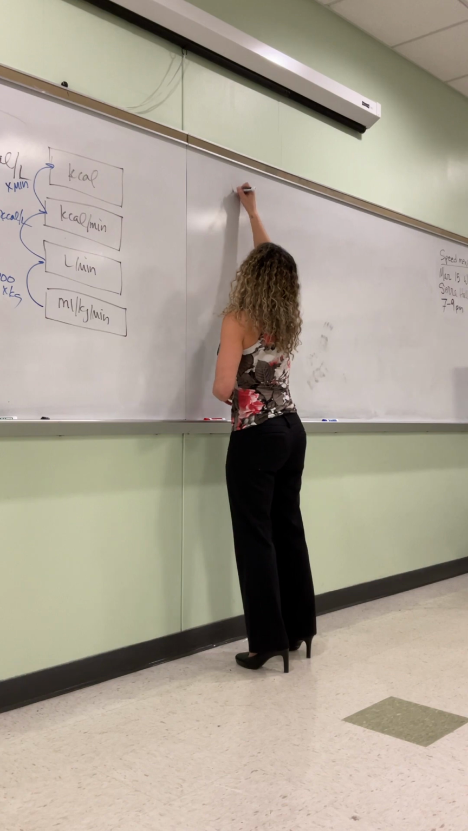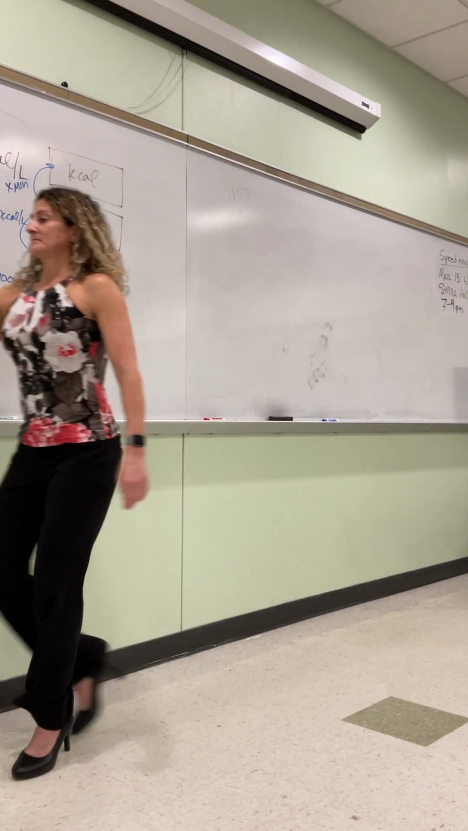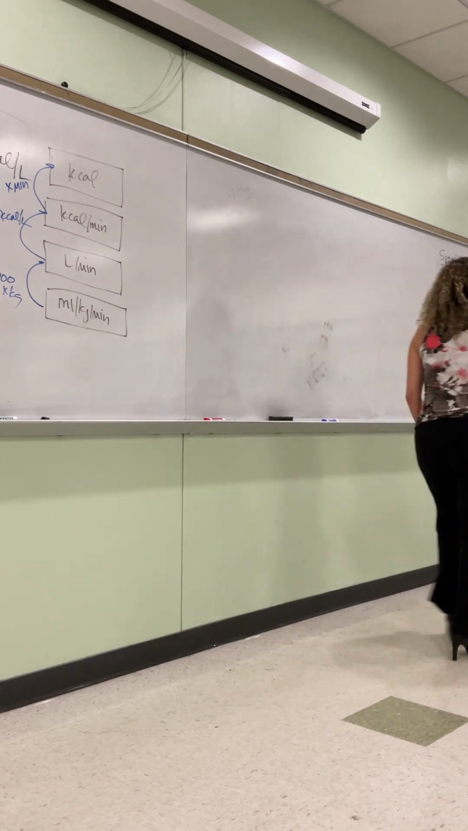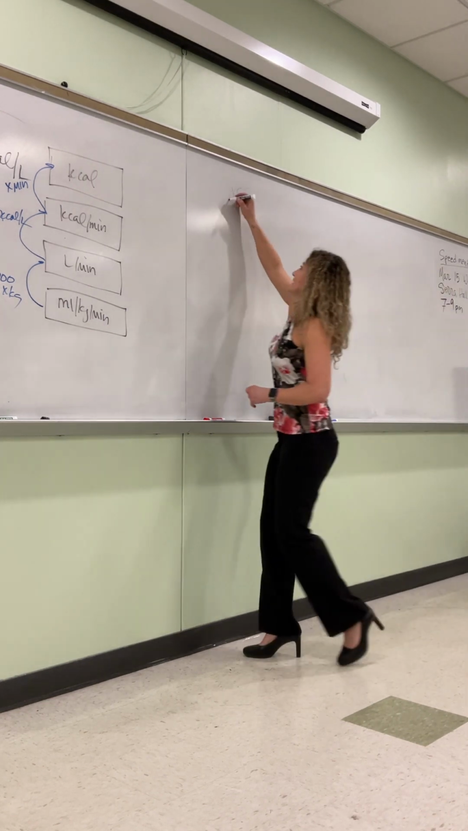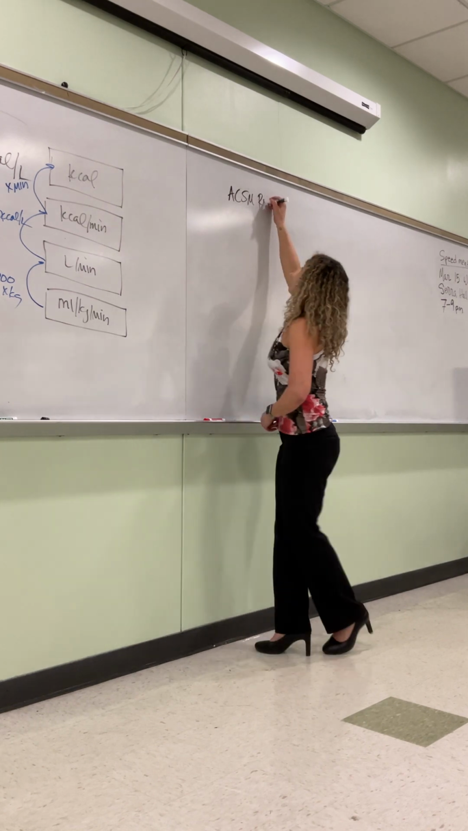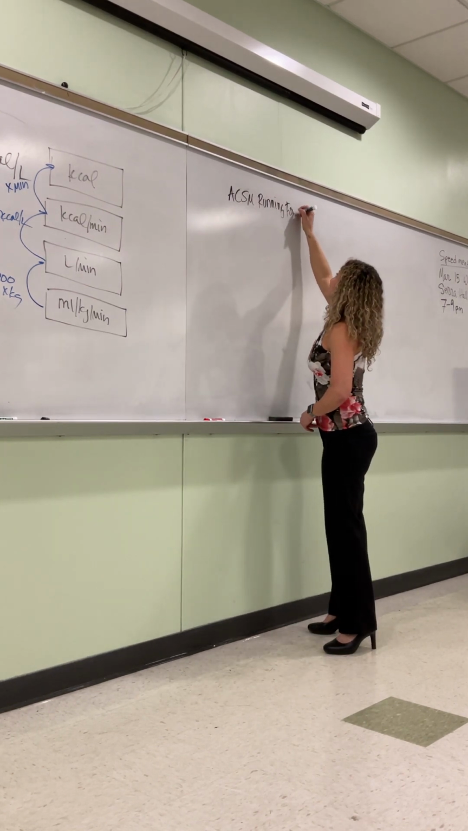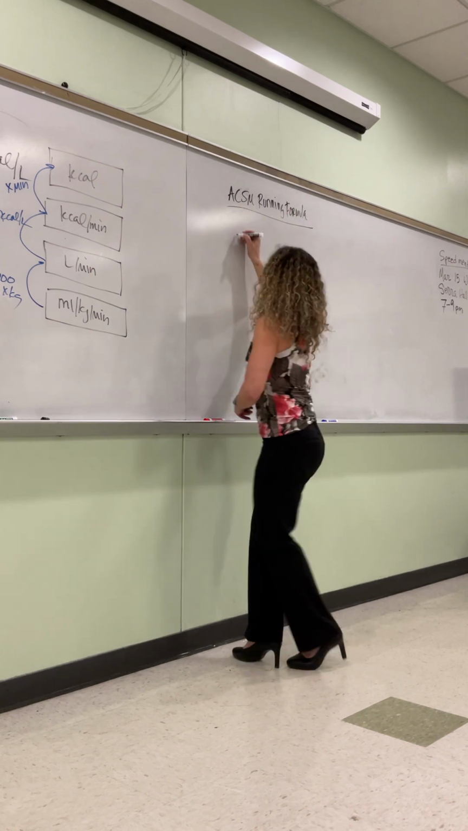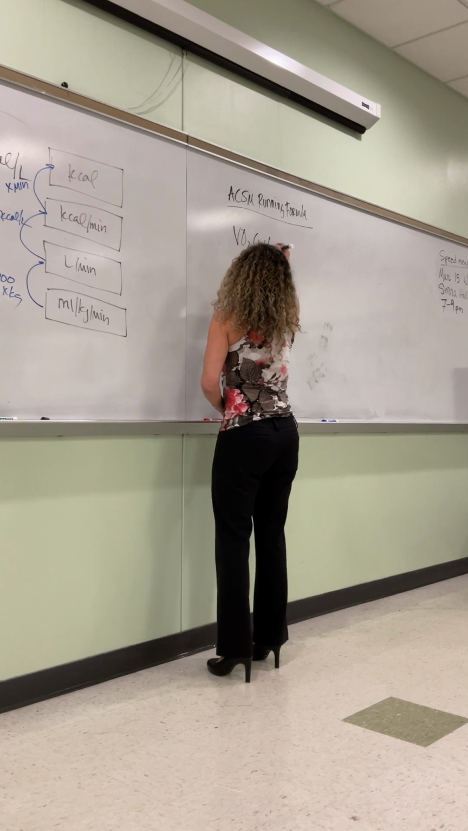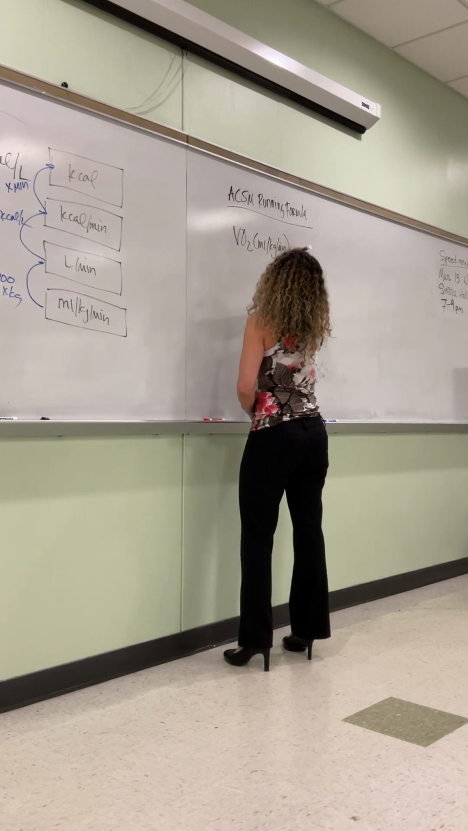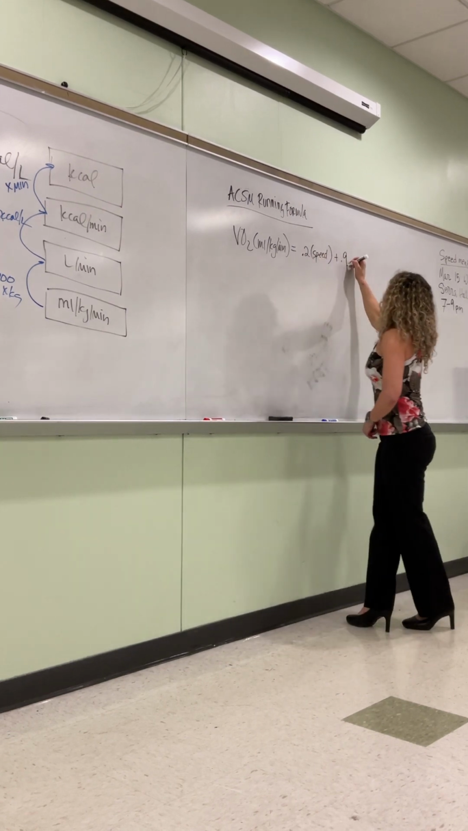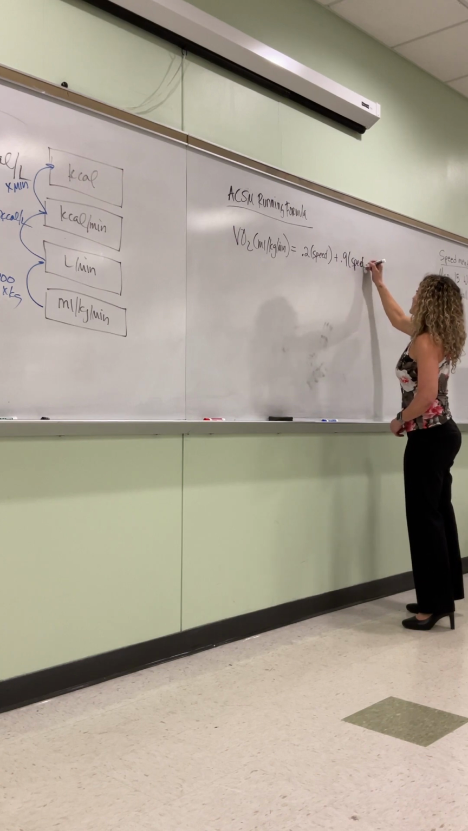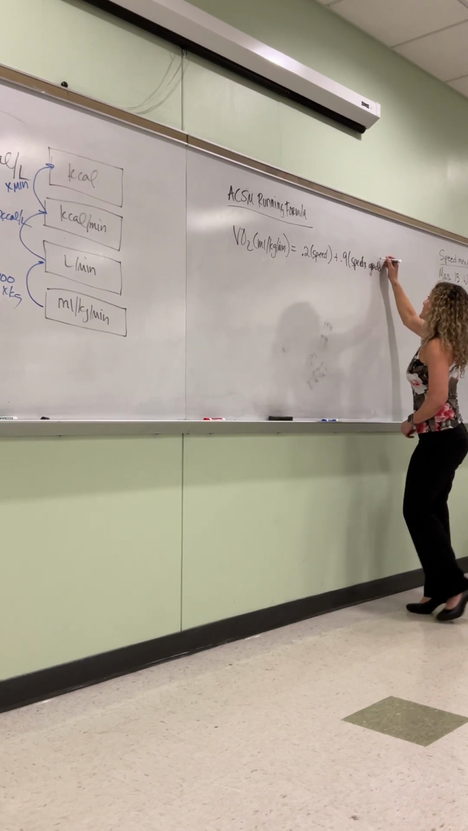So this is the ACSM running formula. VO2, it will be in milliliters per kilogram per minute, equals 0.2 times your speed plus 0.9 times your speed times your grade. Grade is the incline on the treadmill.